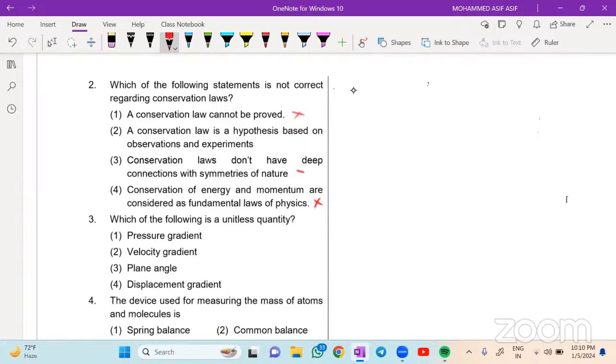Which of the following is not correct? Conservation of energy and momentum are considered as fundamental laws of physics. This will be true. Conservation laws cannot be proved. This one is also true. And conservation laws is a hypothesis based on observations and experiment. This is also true. Conservation of law does not have any deep connection with the symmetry. See, we talk about the connections with symmetrical bodies, isn't it? So this statement is wrong. It is associated with the symmetric bodies.